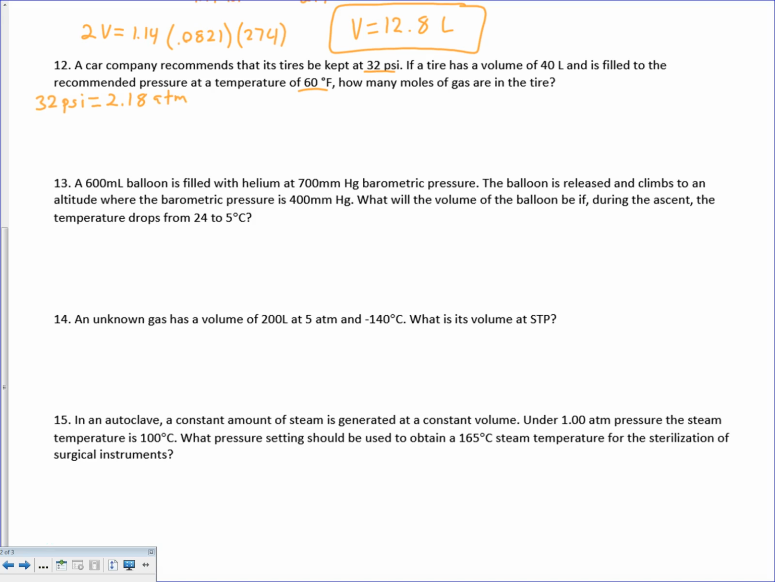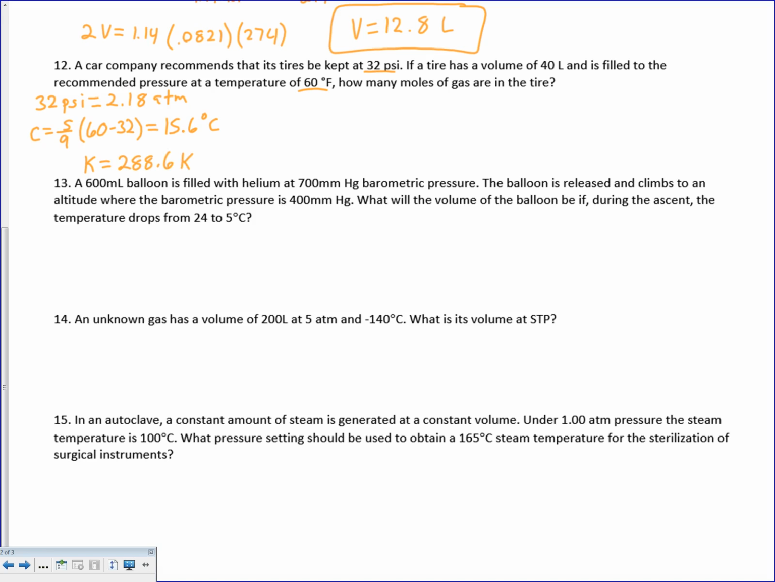The other thing we have to do is get from Fahrenheit to Kelvin. So we have to go through Celsius first. So Celsius is equal to 5/9 times the Fahrenheit temperature minus 32, which in this case is 60 minus 32. All right, and we get 15.6 degrees Celsius. To get that to Kelvin, you have to add 273. So we get 288.6 Kelvin.